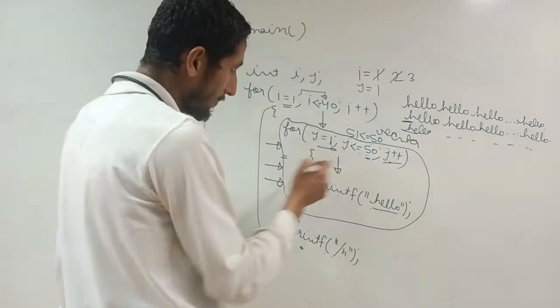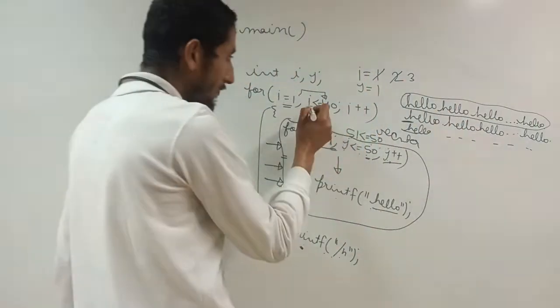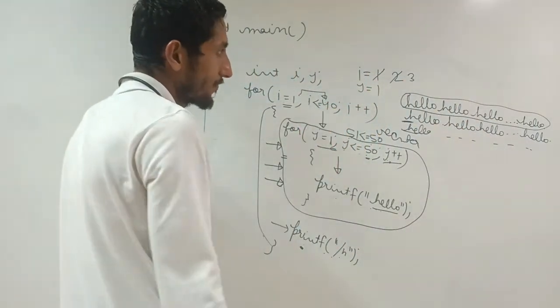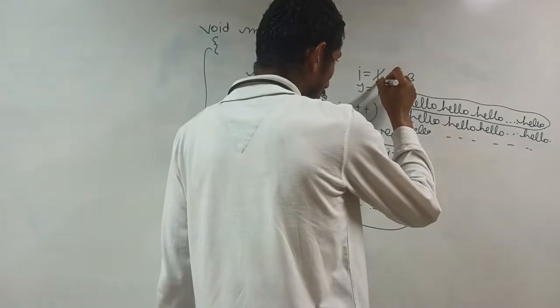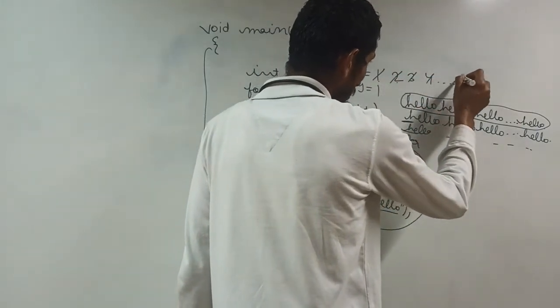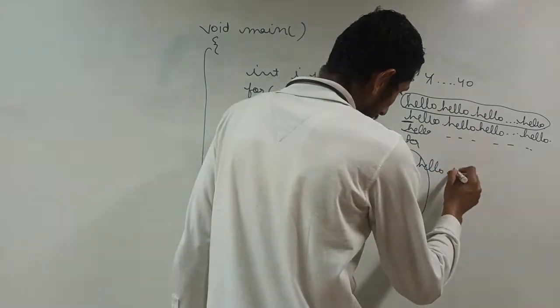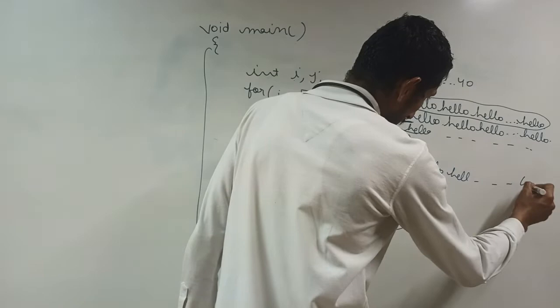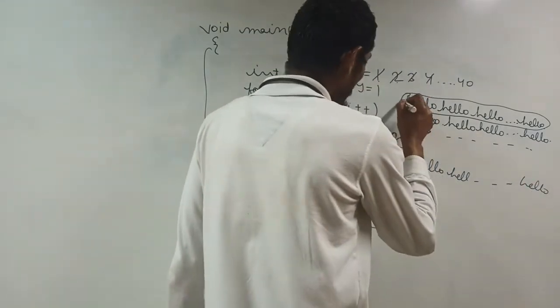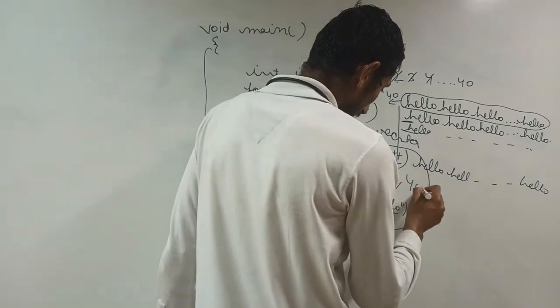And how many times will these lines be repeated? Till the value of i reaches 40. So it will go for i equal to 1, 2, 3, 4, till i equals 40. So it will print hello 50 times and this line will repeat 40 times, meaning 40 times here.